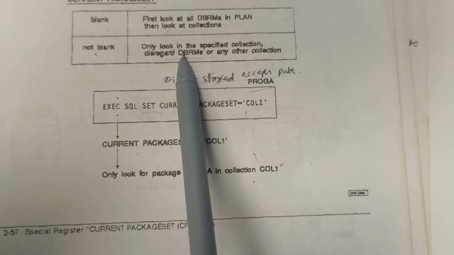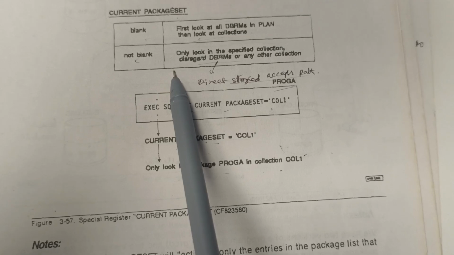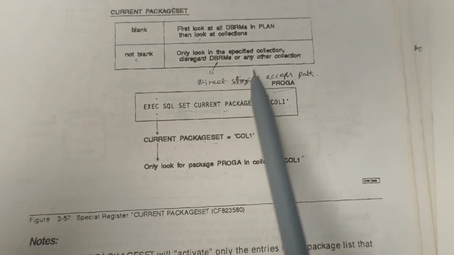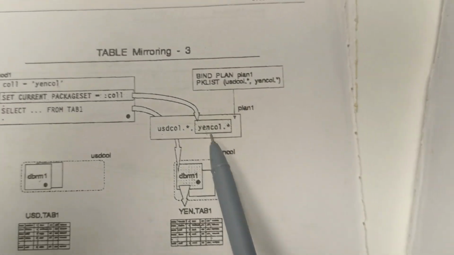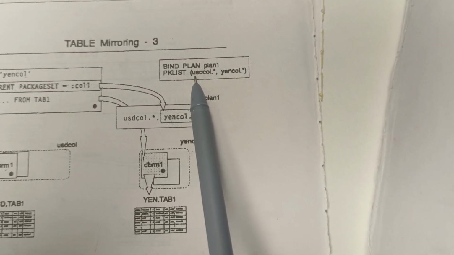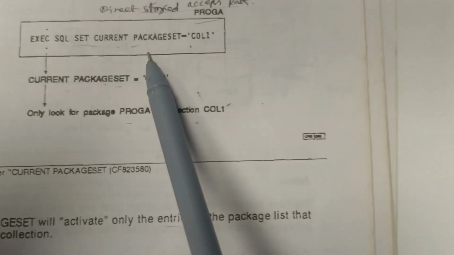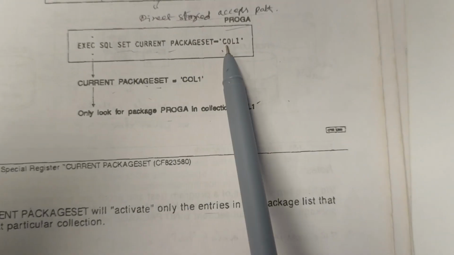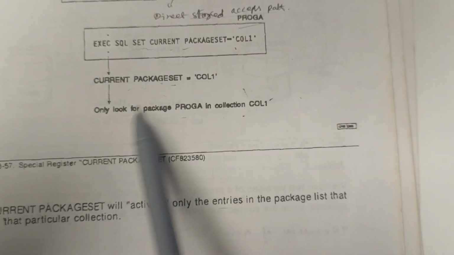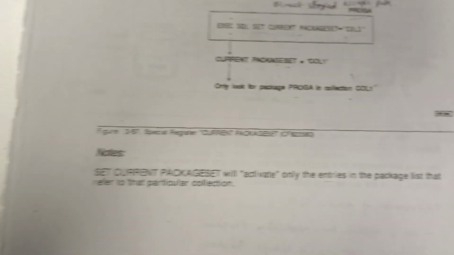If you pass a non-blank value, based on whatever collection name you pass, it will search in that order. But if I give a blank value, then it will go in the sequence order: USD collection, YN collection. In this case we have given SET CURRENT PACKAGELIST as collection one, so that it looks only for the program name in that collection name.